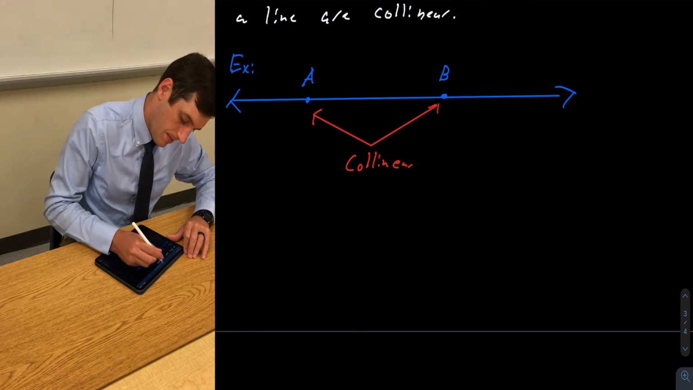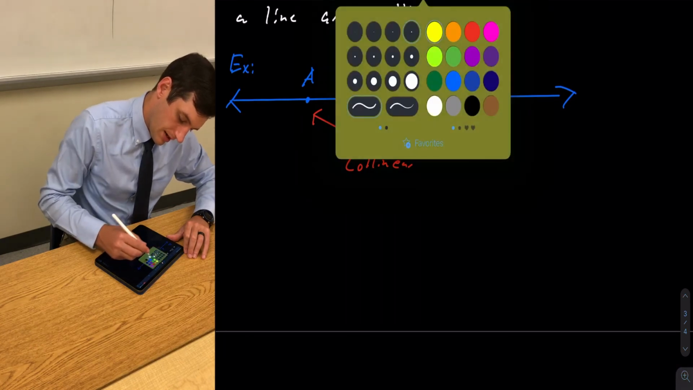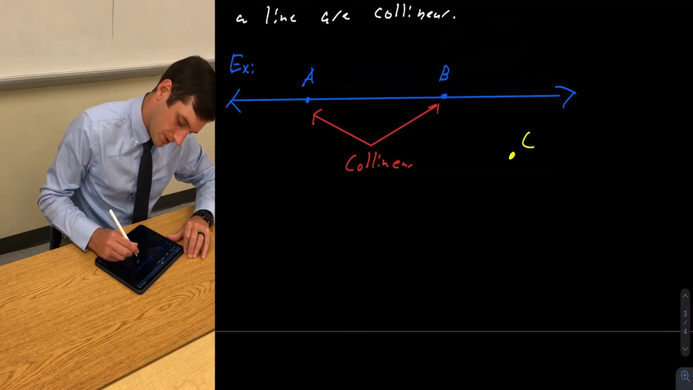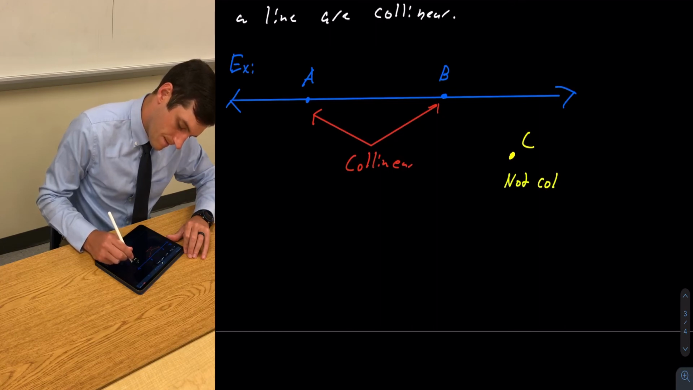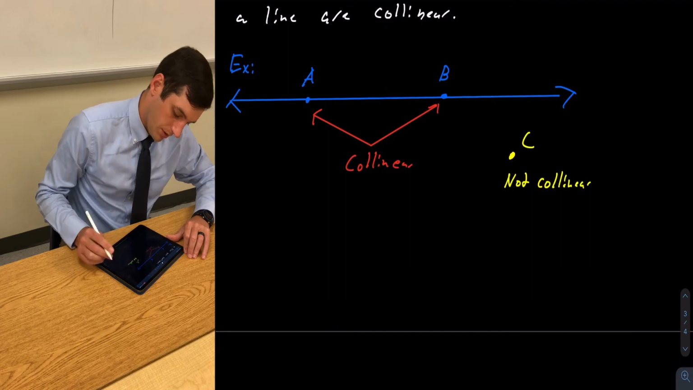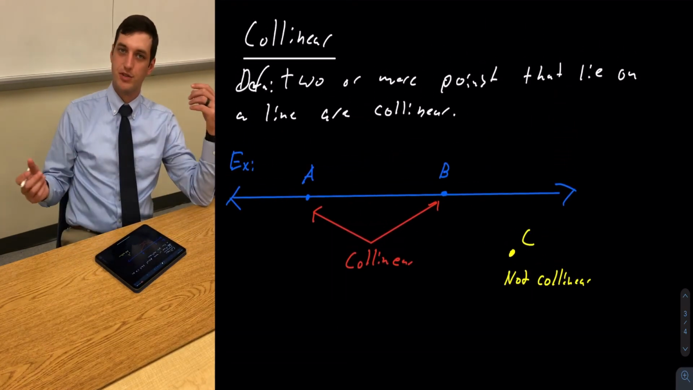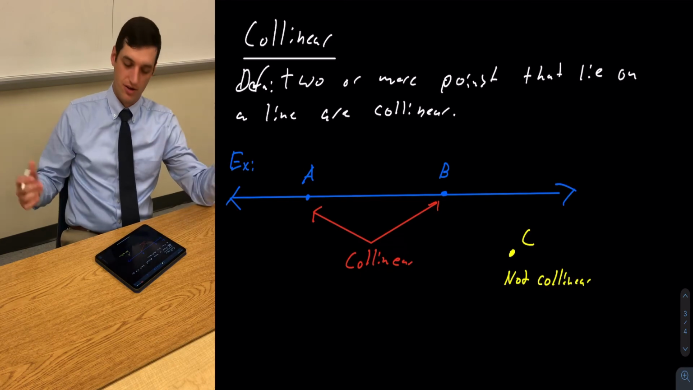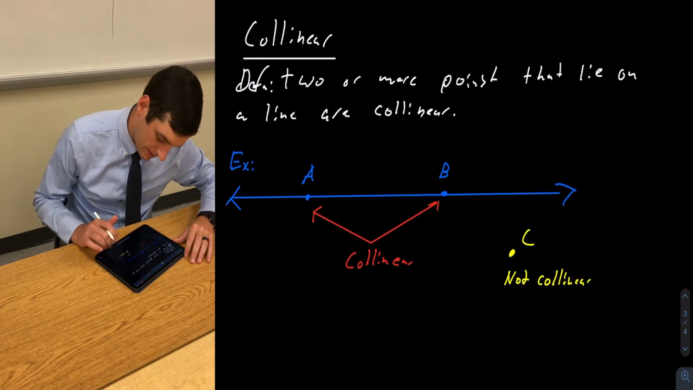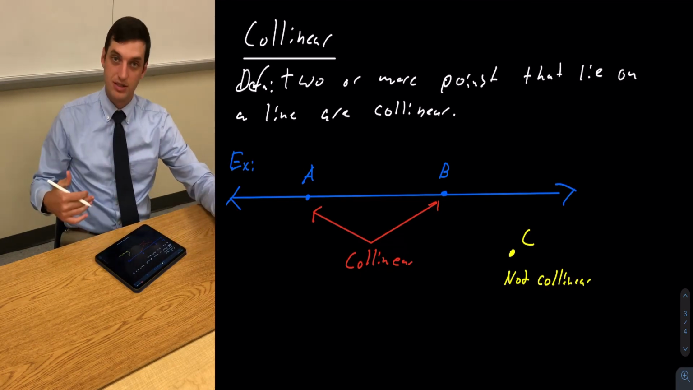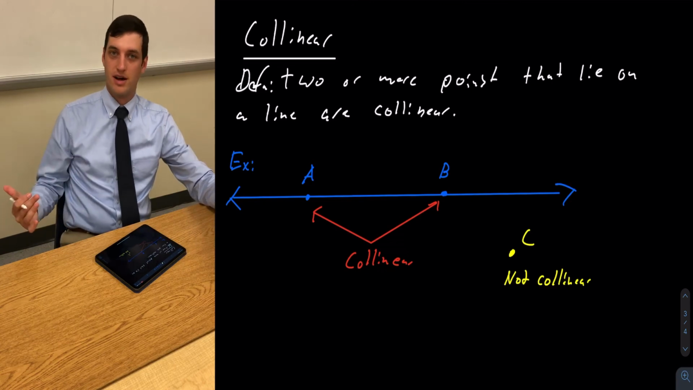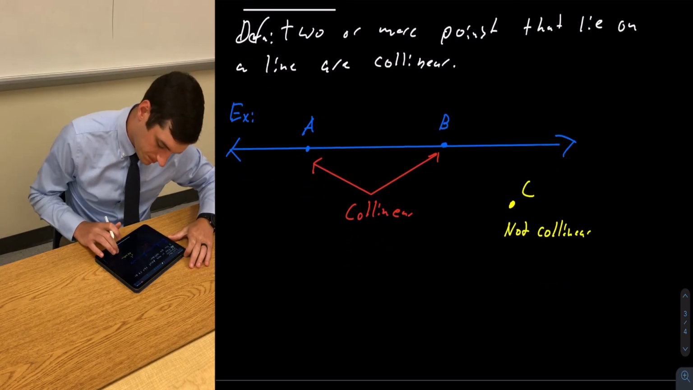And let's say that I have this point over here. I'll label this point C. This is not collinear. So that's what it means to be collinear. If you have two points that are on the same line, then they are collinear. Now, this point over here that's not on the same line, they are not collinear. Okay.